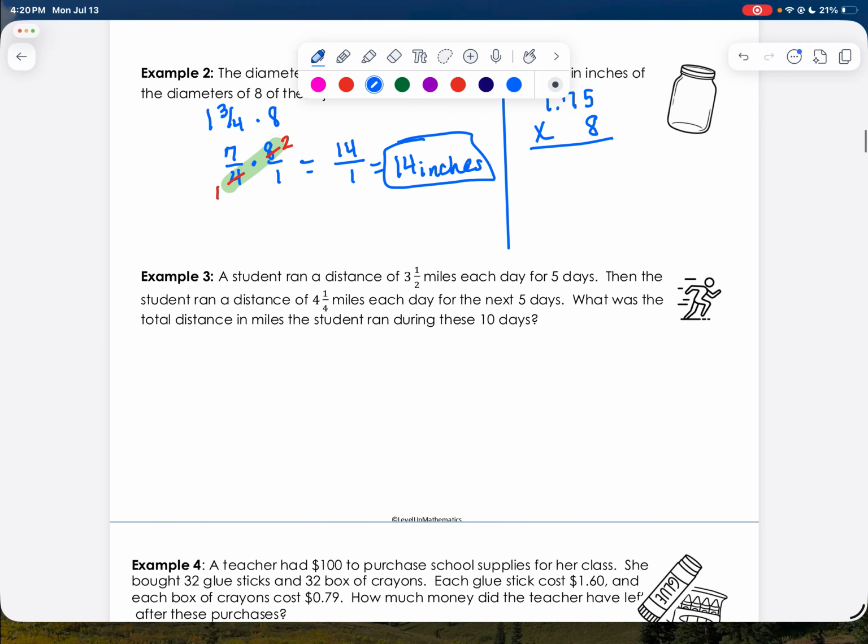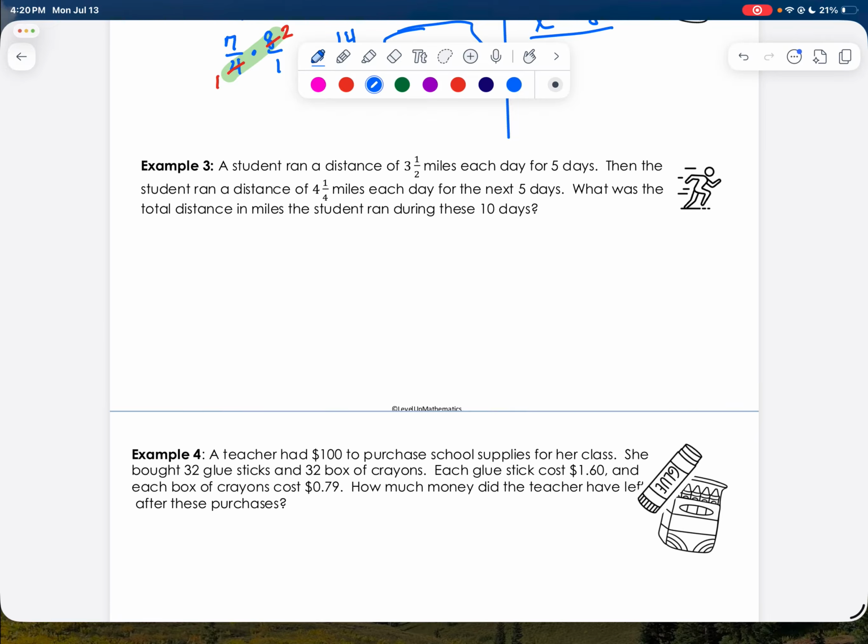All right. Example 3. A student ran a distance of 3.5 miles each day for 5 days. Then the student ran a distance of 4 1/4 miles each day for the next 5 days. What is the total distance that the student ran during these 10 days? So what I'm doing here is I want to multiply 3.5 times 5 and add that to 4 1/4 times 5.